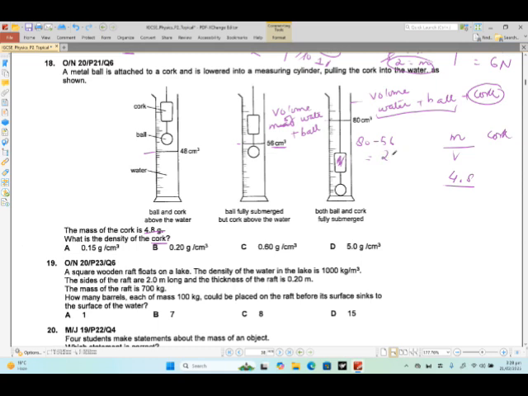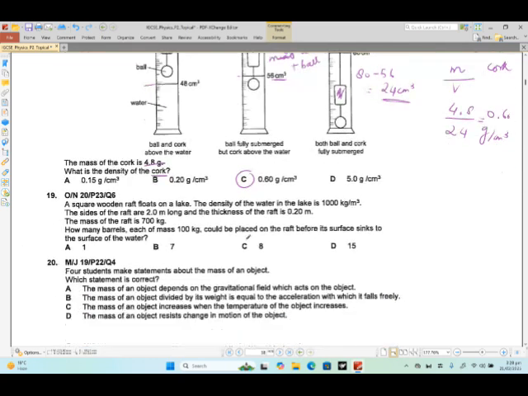This gives us 25 centimeter cube. Okay, the 4.8 was the mass of the cork that was already given to us, and 24 centimeter cube is the volume of the cork that we've taken out. Okay, so dividing these two would give us 0.60 grams per centimeter cube. This is the option C. I hope you've understood the question.